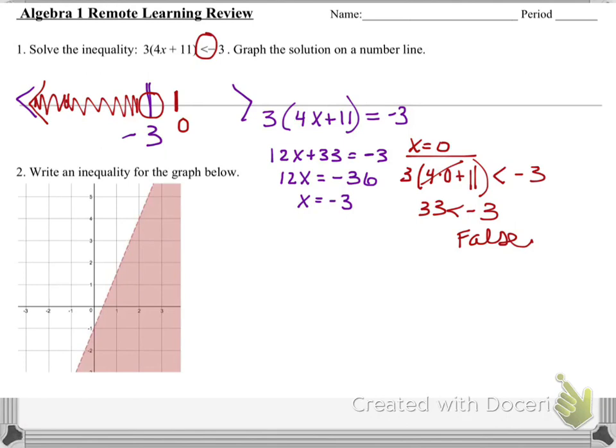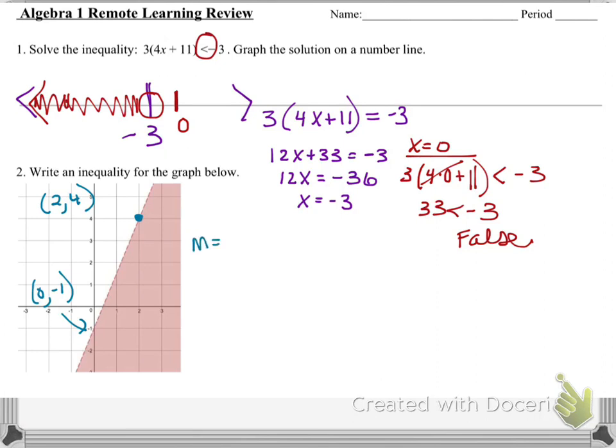Alright, so let's write an inequality for the graph below. I'm seeing that my y-intercept here is negative 1. And then I could just choose another point on the line. Here's a point. I'm seeing it's 2, 4. Now if I have 2 points on my line, I can put it into the graphing calculator and do a line of regression, or I can go from here and get my slope. So I'll do my slope formula here.